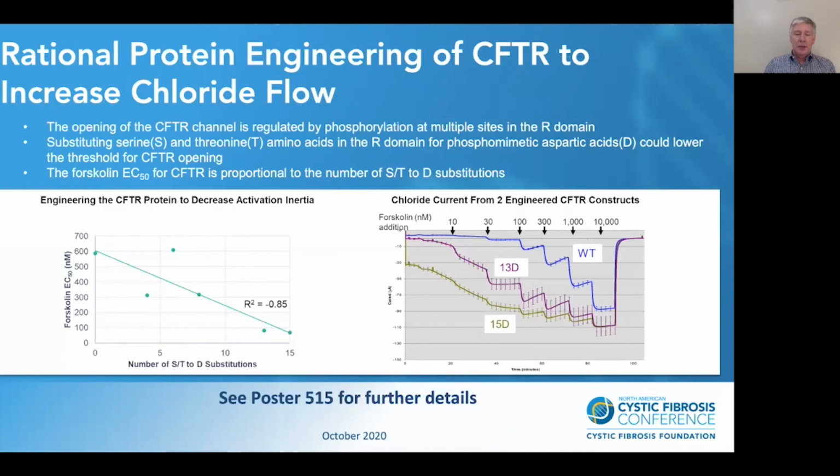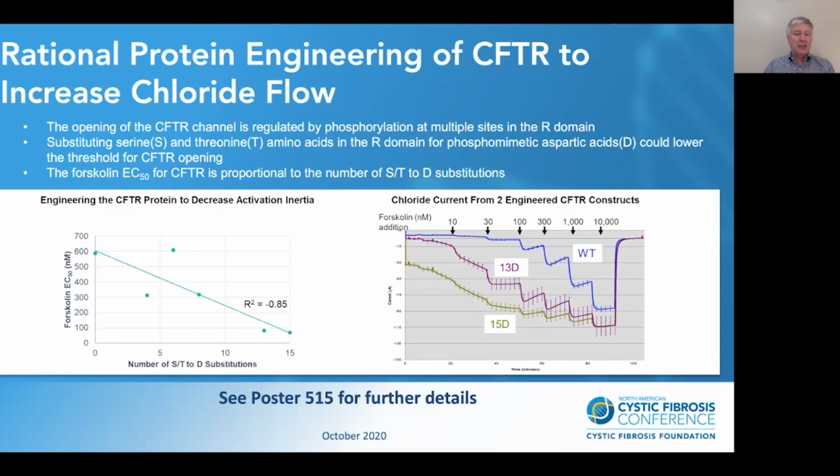So CFTR, the protein, is regulated by, in some cases, phosphorylation at multiple sites in the R domain. Now, what we know from general protein biology is that the serines, the threonines that are phosphorylated in proteins, we can mimic that phosphorylation, and so almost have this permanently on phosphorylated state by changing those serines, threonines for example, to aspartic acid. And this could lower the threshold for opening the CFTR channel and perhaps allow it to be open for a longer period of time, more chloride flow.